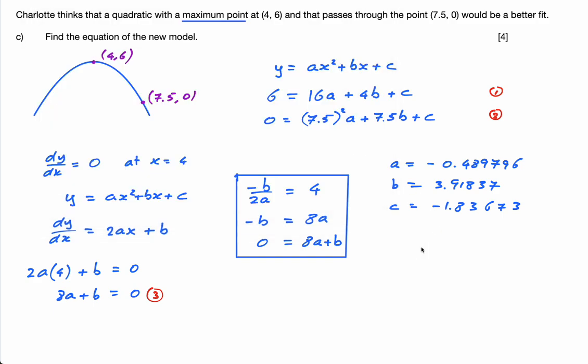And then finally, guys, yes, you have to write down the final model. So y equals, I'll just put these to 3 significant figures now. So it equals negative 0.490 x squared, plus 3.92x minus 1.84. Okay, that's the new model. Yeah, guys, that's 4 marks. And that definitely took more than 4 minutes. So, yeah, it's not an easy question because of the time.